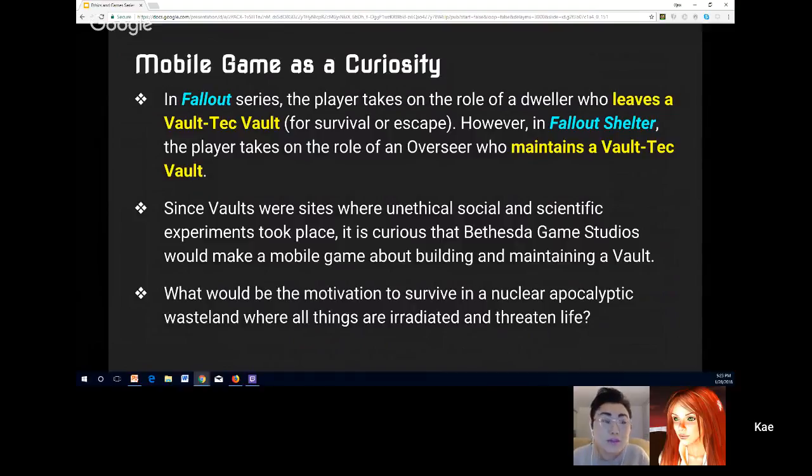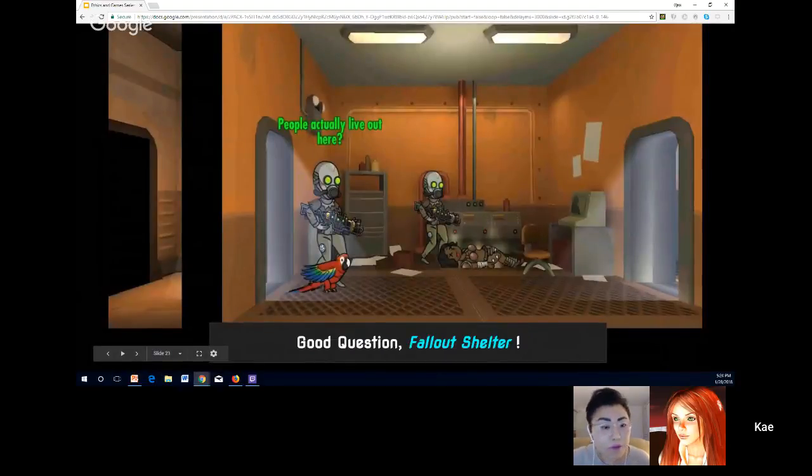But in this particular mobile game, you are taking on the role of the overseer who maintains the vault like this. Since we know that vaults are pretty much unethical things, it's really weird that Bethesda Game Studios would make a mobile game about building and maintaining such a vault. It sounds innocuous, but after you read the history, you realize these are pretty evil experimentation sites. So the next question would be, what exactly would be the motivation to survive a nuclear apocalyptic wasteland, when everything is radioactive? Why would you want to keep living? So keep going next.